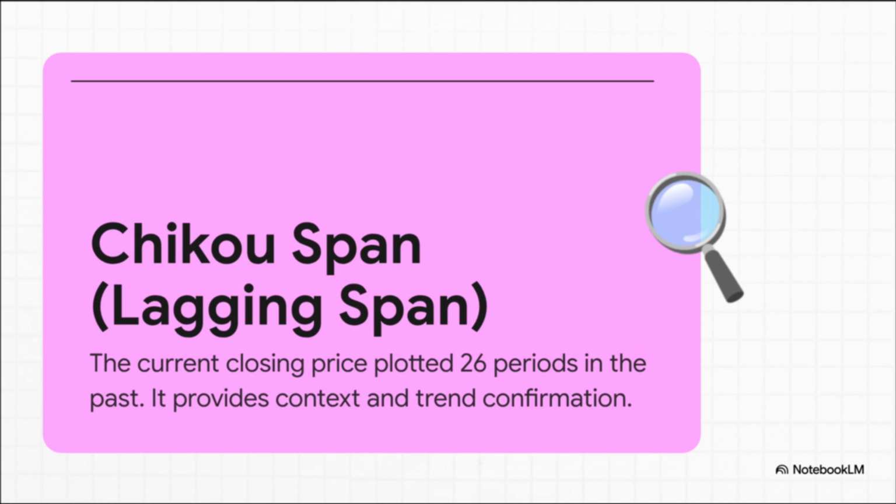And the final piece of the puzzle is the Chikou Span, or the lagging span. And this one is beautifully simple. It's just today's closing price, but it's plotted 26 periods in the past. Now, why would we do that? It's all about context. It instantly lets you see if today's price is higher or lower than the price about a month ago. It's a really powerful tool for confirming the trend sentiment.